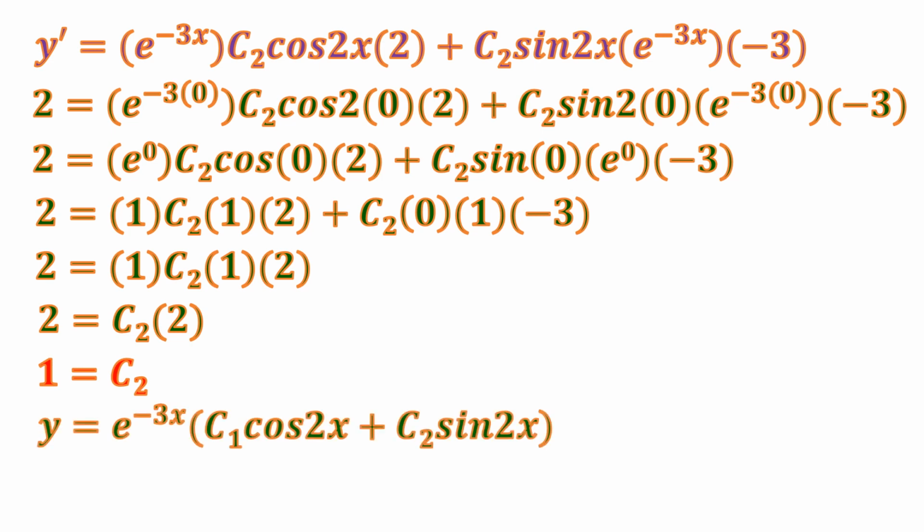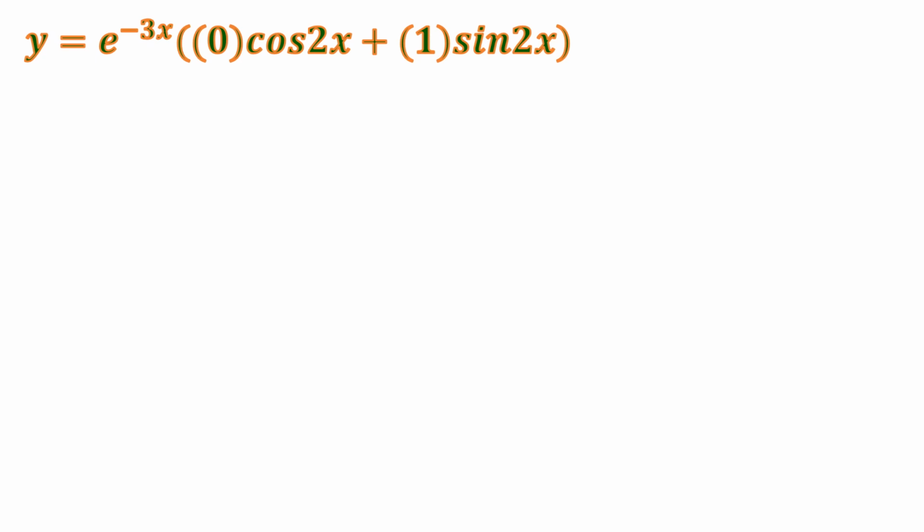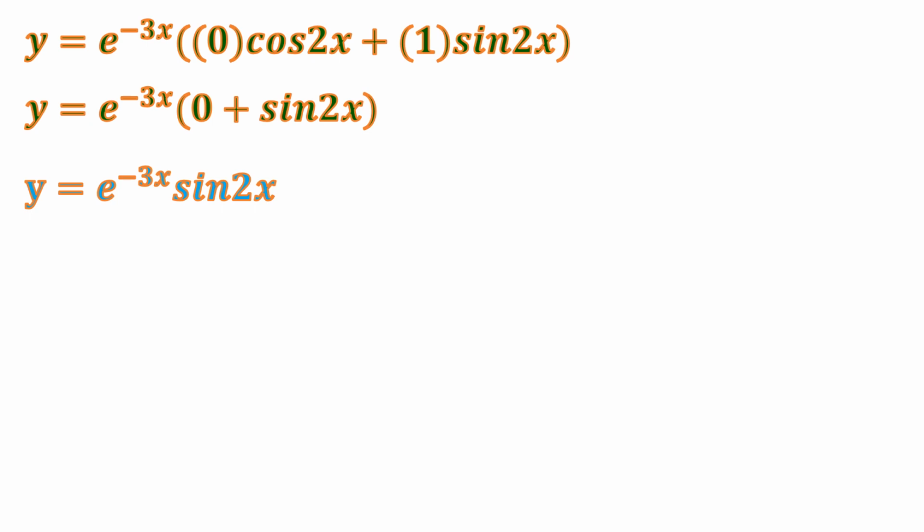So let's go back to the general solution and we will substitute. We know that c sub 1 is 0 and c sub 2 is 1, so we'll substitute. Then let's copy first the last part because we don't have enough space, and then continue: 0 times cosine 2x is 0, and so our final answer will be y equals e raised to the negative 3x sine 2x. That is the final answer.